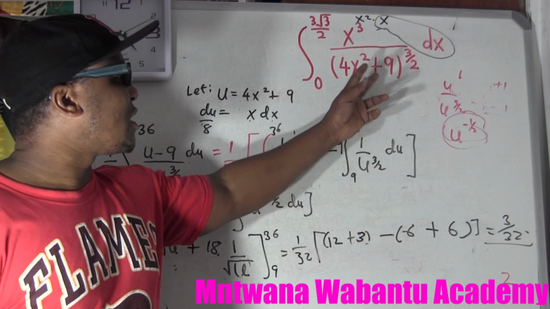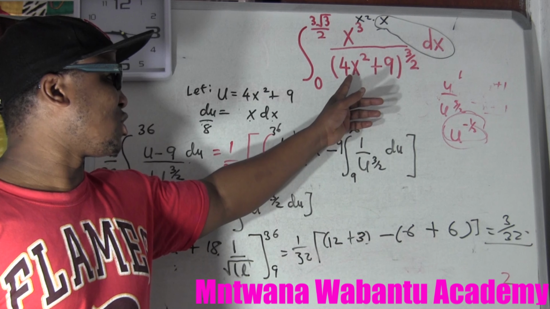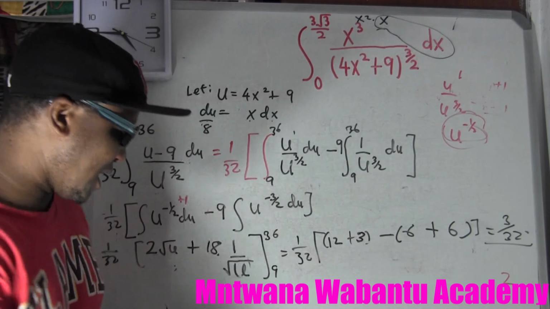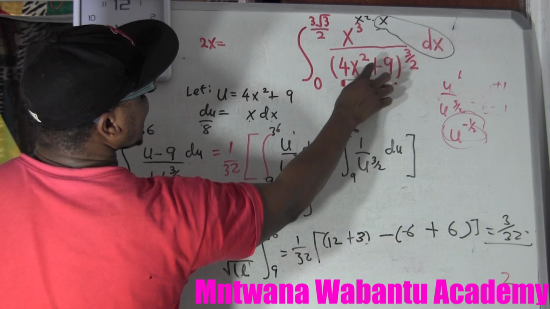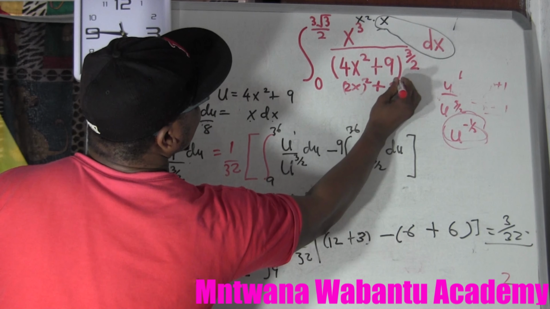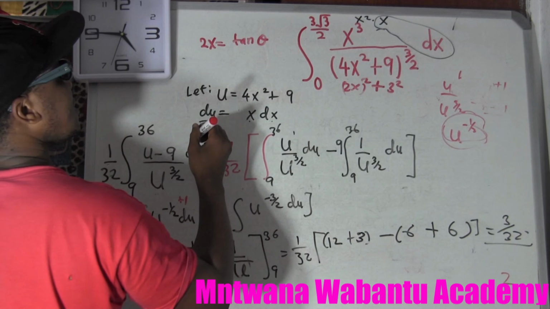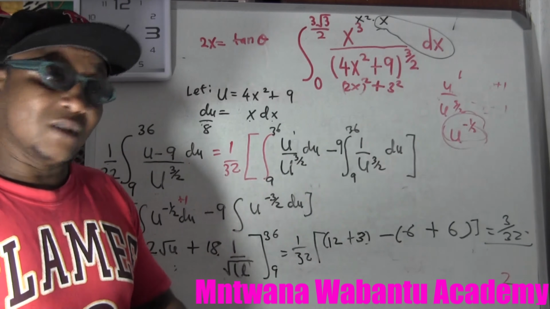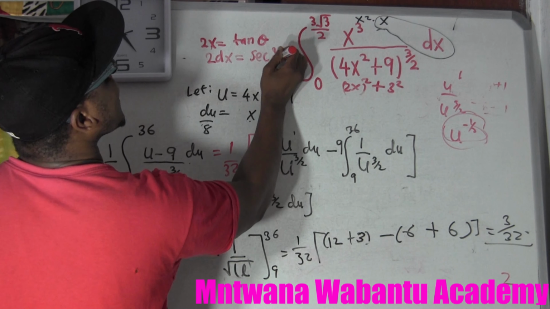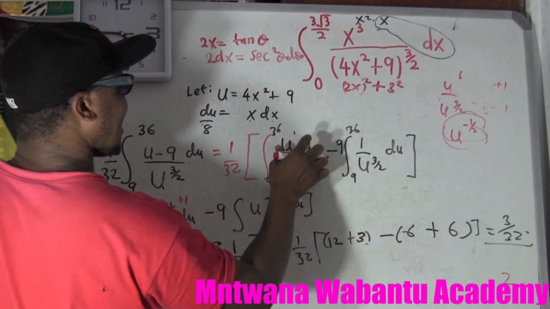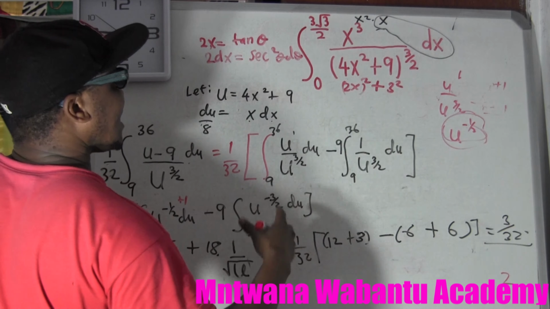So just like me, if I was going to do this methodology, I would do it by substitution, because this would be 2x squared plus 3 squared. I could have said 2x equal to 3 tan theta. See what I'm saying? And then I could differentiate. 2x, when you differentiate, you're going to get 2 dx, and this is going to give you sec squared theta d theta, and then I replace all this stuff here. I'll remove one x, and then I'll substitute slowly.